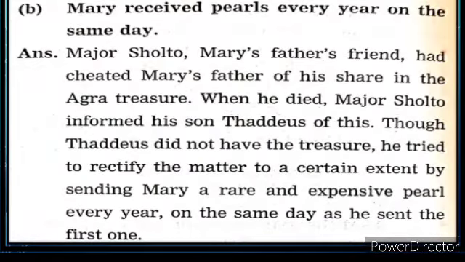Mary received pearls every year on the same day. Major Sholto, Mary's father's friend, had cheated Mary's father of his share in the Agra treasure. When he died, Major Sholto informed his son Thaddeus of this. Though Thaddeus did not have the treasure, he tried to rectify the matter to a certain extent by sending Mary a rare and expensive pearl every year on the same day as he sent the first one.